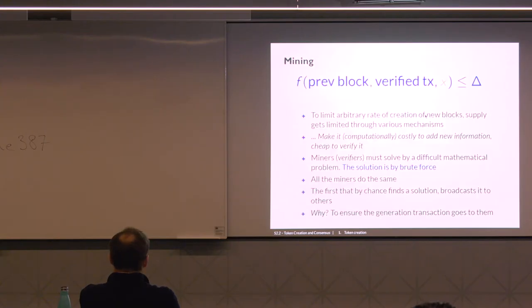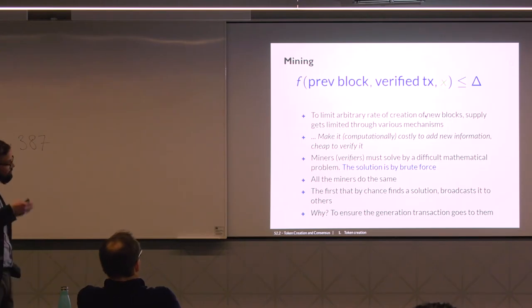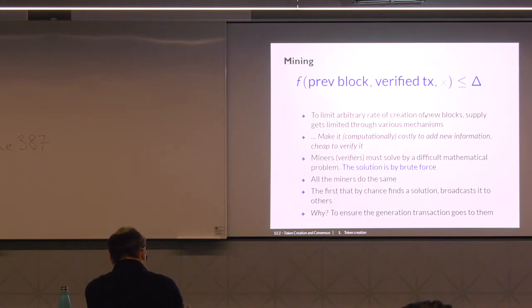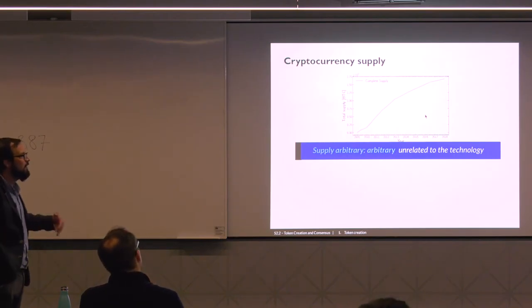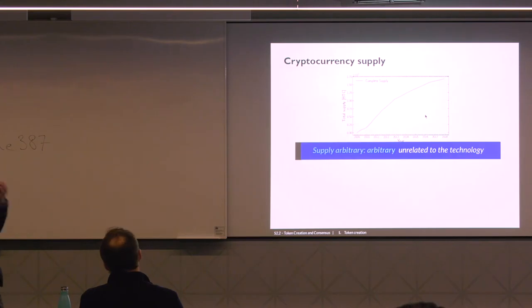Remember, we said that what we want to do is to limit the rate of creation of new blocks. This number is adjusted in some way such that the number of solutions that are found is basically equal to 1 every n minutes. And this is exactly what facilitates the process of predetermined supply growth inside of the cryptocurrencies.